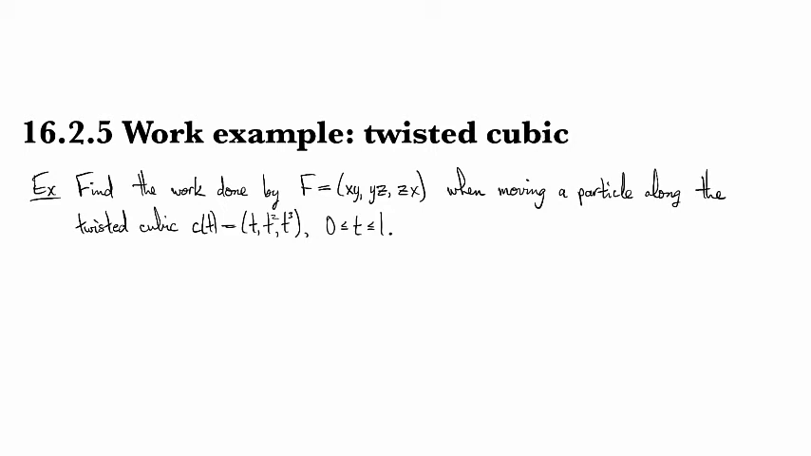All right, so for our first example of an integral of a vector field over a curve, we're going to find the work done by this force field here, xy, yz, zx, when moving a particle along the twisted cubic. So that's the name for this path right here, t, t squared, t cubed.